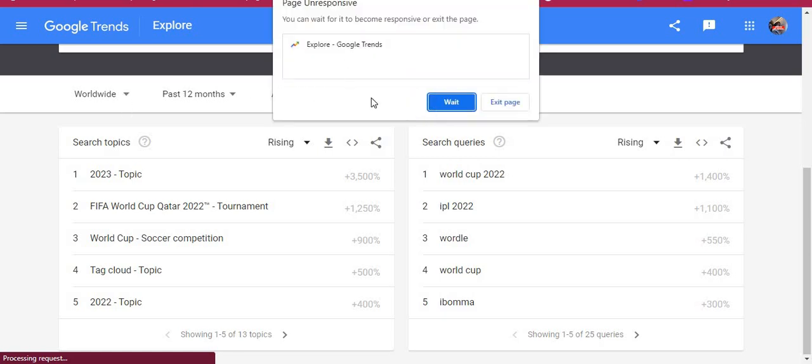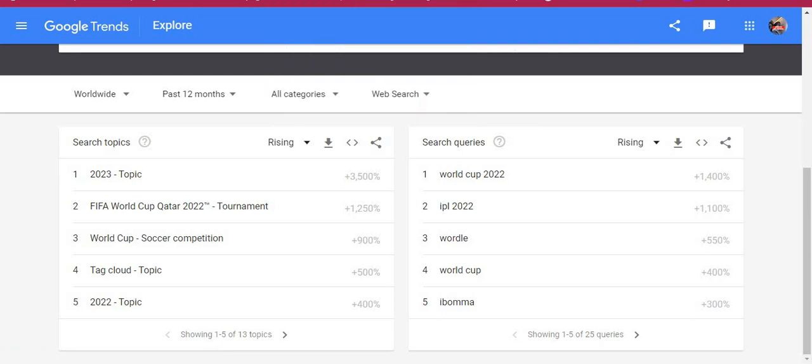Actually, this system is busy right now. So we're going to click this drop-down arrow, because we're going to change this to US. We don't want the worldwide searches and all that. We just want US, because US has the high buying searches. So we're going to wait.